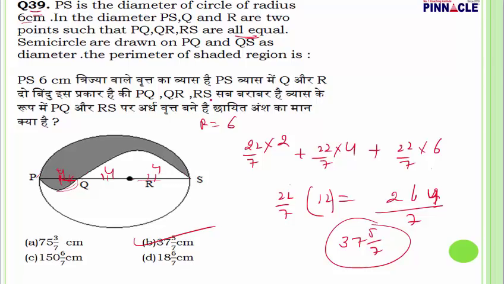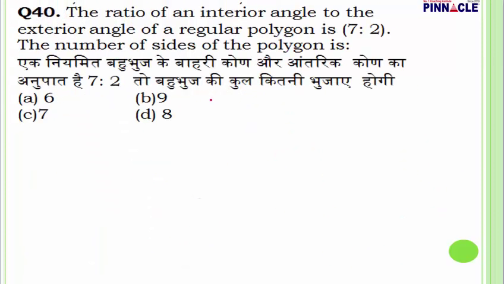Now the next question, question number 40. The ratio of the interior angle to the exterior angle of a regular polygon is 7:2. The number of sides of the polygon would be? Interior angle is always greater than exterior angle in a polygon, and their ratio is 7:2. You can say 7x plus 2x, that is 9x is equal to 180, because in a polygon, interior angle and exterior angle always add up to 180. x is equal to 20.